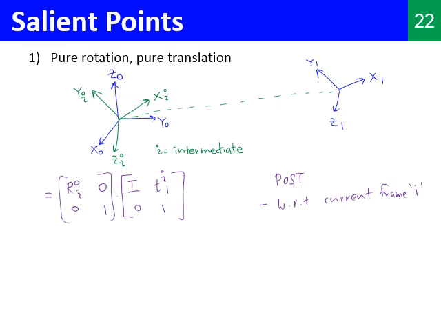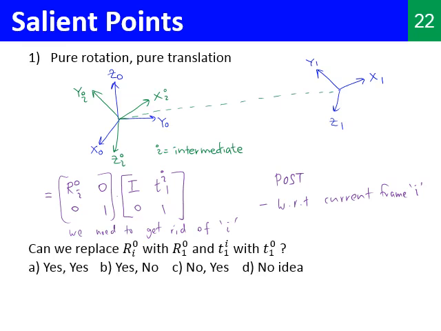Okay. Now one thing is we need to get rid of this I, right? In order to do that, let me first ask you a question. Can we replace R0I with R01 and TI1 with T01? So the answers are yes, yes, yes, no, no, yes, and no. So what do you think?